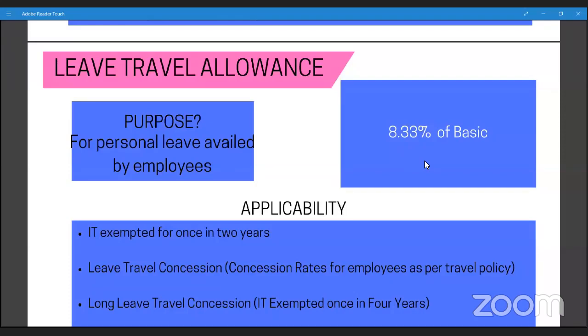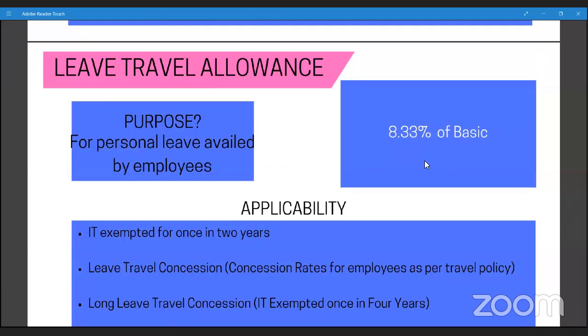And then the third concept which they came up with was long leave travel concession, which is called LLTC, which is only available exclusively for manager class. The percentage is same, 8.33% of basic only. But one more advantage is it is only taxable once in 4 years, which means for the first 3 years you're going to get a tax exemption, and only the fourth year you're being taxed. LTA is 2 years, so this is double, 4 years. So second year LTA is taxable. This is fourth year the LLTC is taxable. So this is also there.